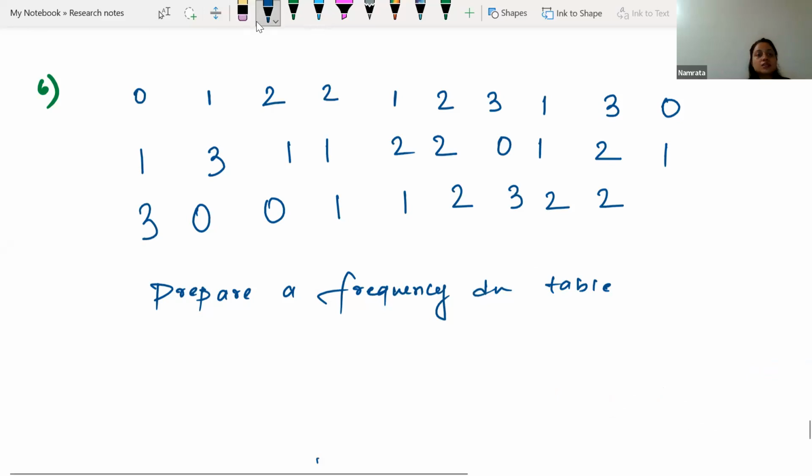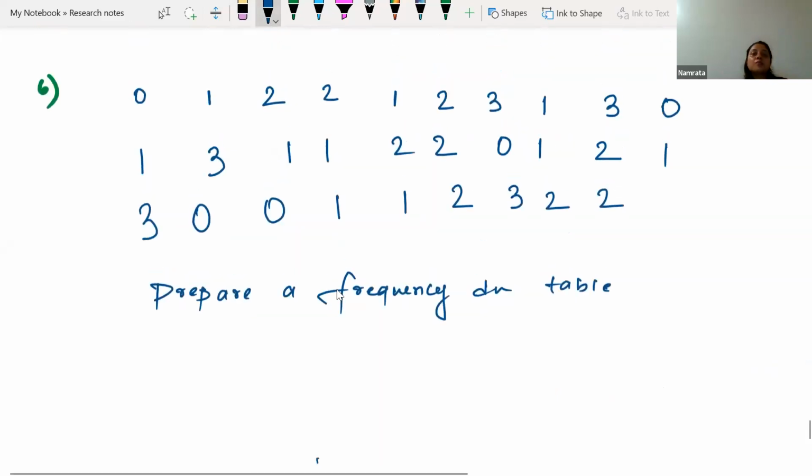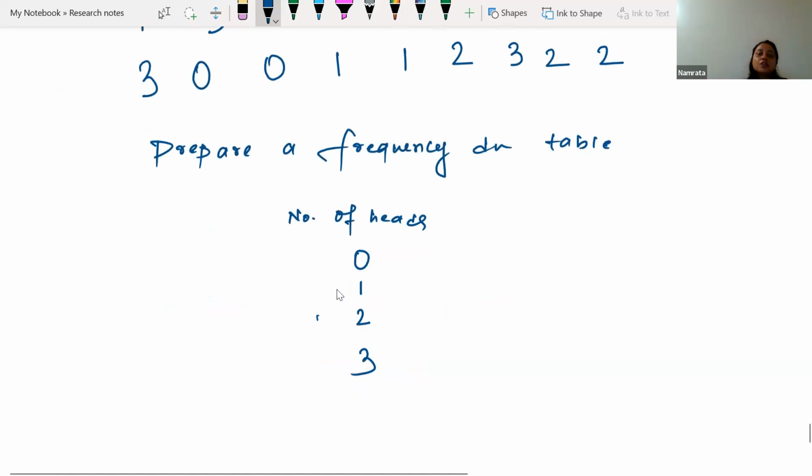And here nothing is said about grouping and all, like what is the class interval and all. But sometimes in grouped data also the class interval and everything will not be mentioned. We have to take that by ourselves. Okay, so this one is not grouped data. We don't have to keep it in group form. We will be just taking the number of heads as 0, 1, 2, 3. And for each and every one, we will be writing the frequency.